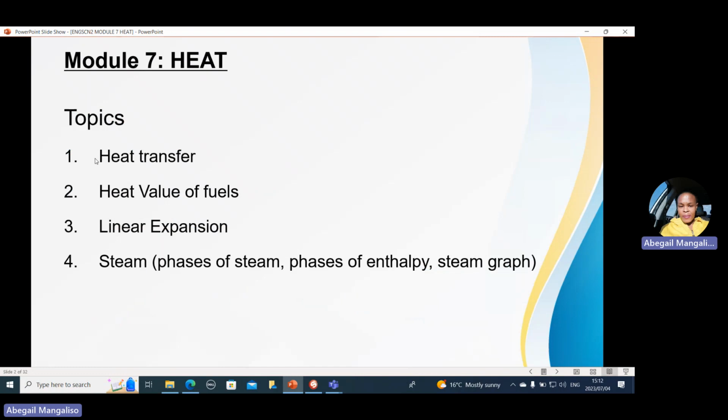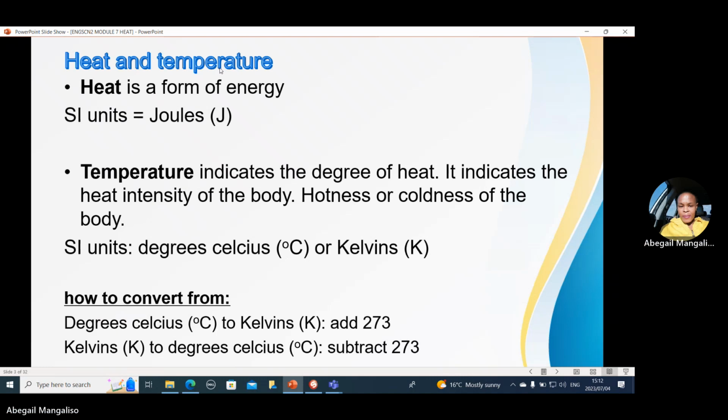The outline of this module. Number 1, we have heat transfer. There is heat value of fuels, linear expansion, steam, that is the theory. When you're doing N3, we'll do calculations as well based on steam. The important terms: you must be able to define heat and temperature and provide the SI units.